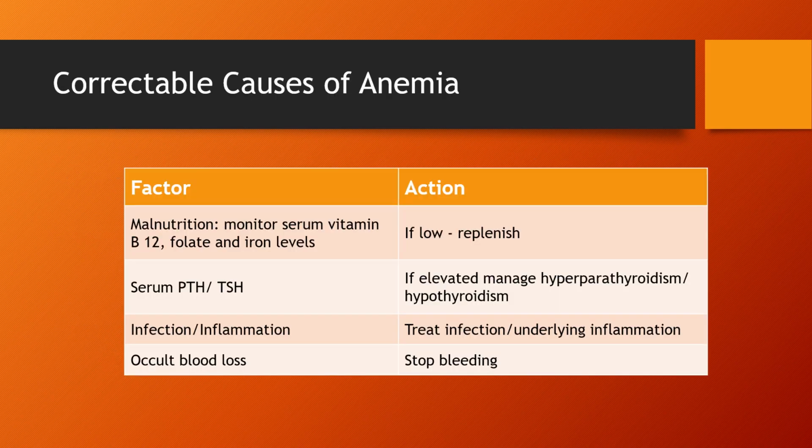So here on this slide are a few of the correctable causes of anemia you may find. One being malnutrition. Vitamin B12, folate, and iron are common nutrients that do affect whether a patient has anemia or not. The serum PTH and TSH as well here manage their thyroid conditions. Infection and inflammation can lead to anemia, so you want to treat that underlying cause. And then just generally blood loss. So try to stop the bleeding. They may need blood transfusions, but that could be a cause of anemia as well.